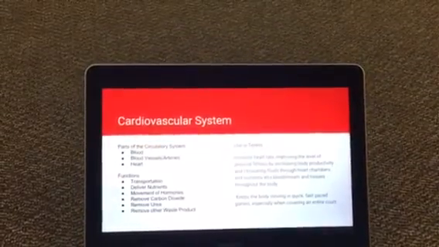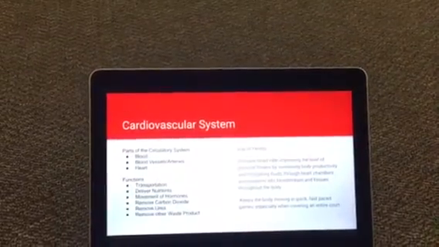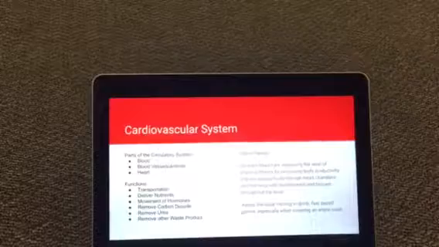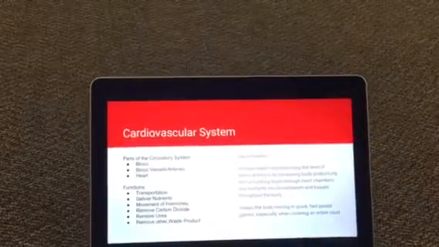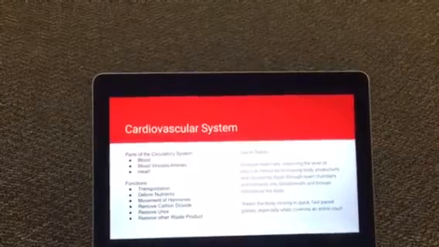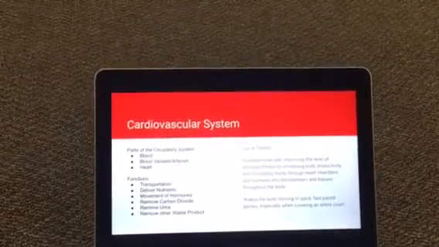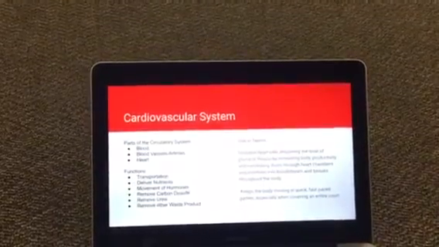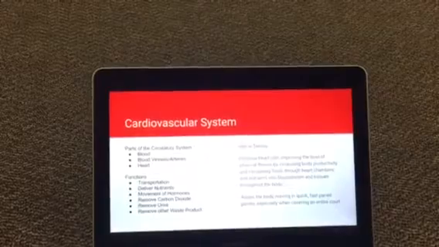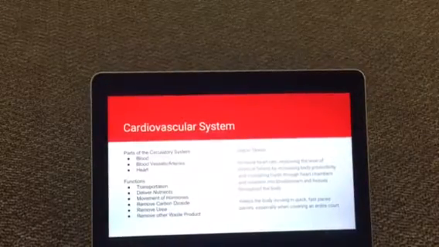The cardiovascular system. The parts of the cardiovascular system are the blood vessels/arteries and the heart. The functions are transportation of nutrients and hormones, and it removes carbon dioxide, urea, and other waste products. So in tennis, as you play, it increases your heart rate, which improves the level of physical fitness by increasing body productivity and circulating fluids through heart chambers and nutrients in the bloodstream.